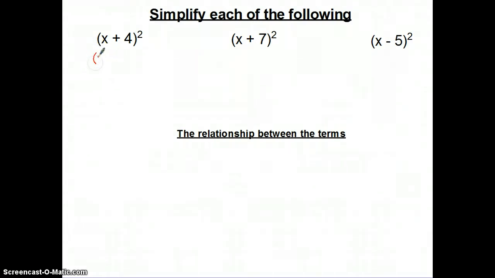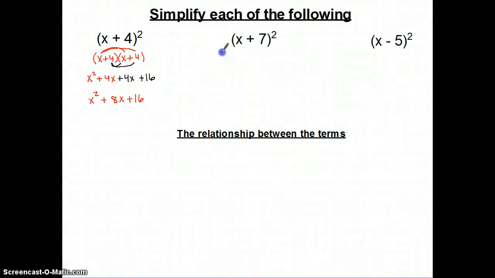I'm going to go ahead and write this out as x plus 4 times another x plus 4. To simplify, we FOIL. So first terms multiplied together gives me x squared. Distributing the x to the positive 4, we've got plus 4x. Then I'm going to distribute this positive 4 to my x, giving me a positive 4x. Notice I have two of the exact same thing. And then I multiply 4 times 4, giving me plus 16. When I simplify, I have x squared plus 8x plus 16.